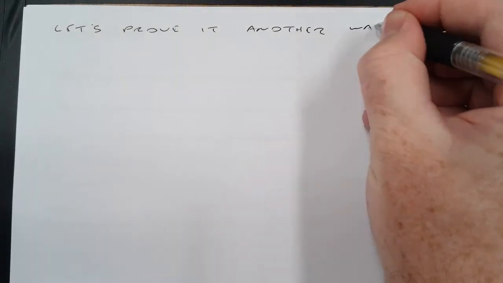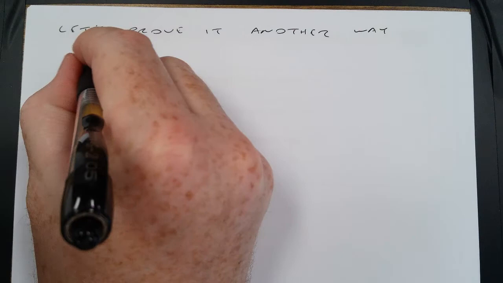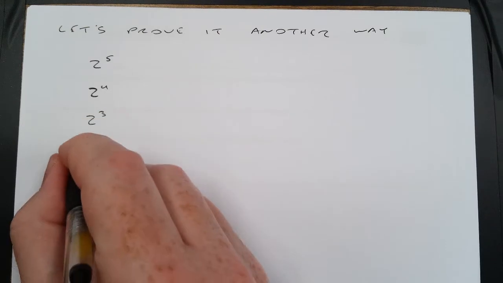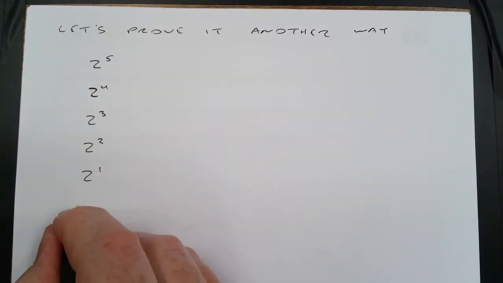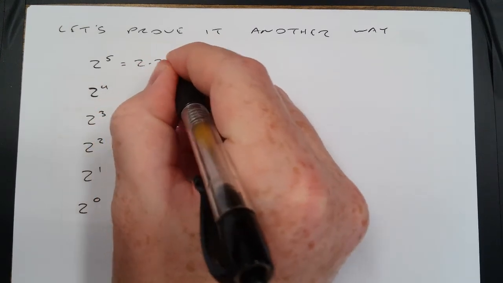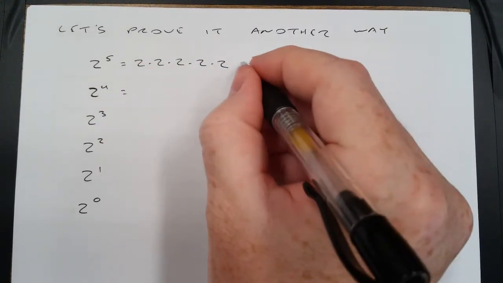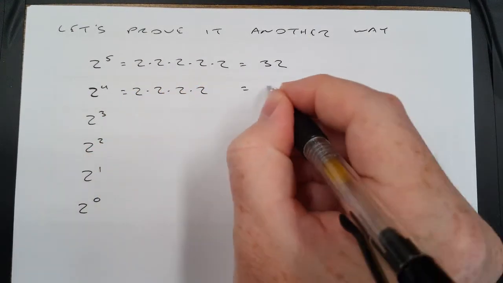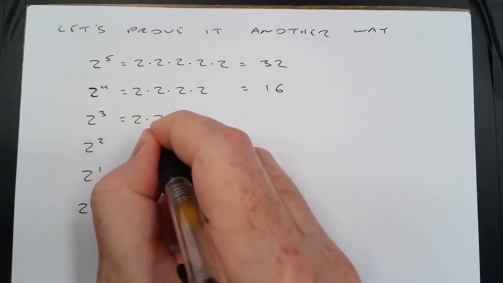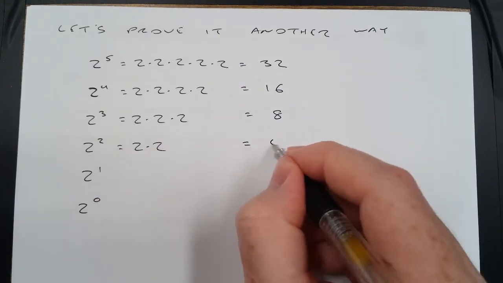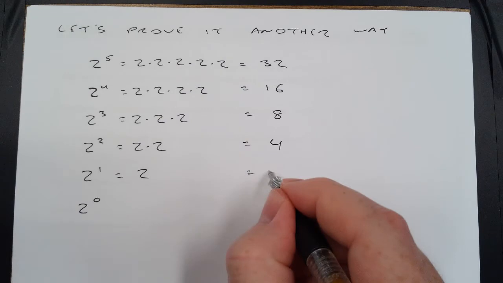In yesterday's video, you saw me make a chart that looked like this. 2 to the fifth, 2 to the fourth, 2 to the third, 2 squared, 2 to the first. And yesterday I showed you how we use this chart to find 2 to the 0 power, because 2 to the fifth is 2 times 2 times 2 times 2 times 2, which makes 32. 2 to the fourth is 2 times 2 times 2 times 2 for 16. 2 to the third is 2 times 2 times 2 to make 8. 2 squared is 2 times 2 to make 4. 2 to the first is just 2.